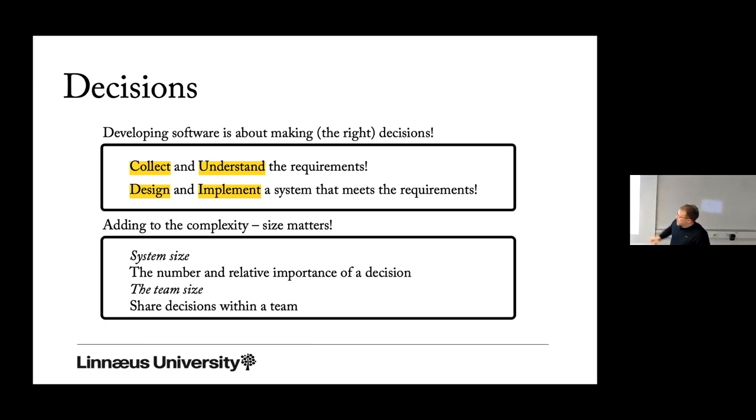So there are some classes of decisions that are different in the sense that they have this global impact. And it doesn't mean that it affects the entire system, but a large chunk of the system.